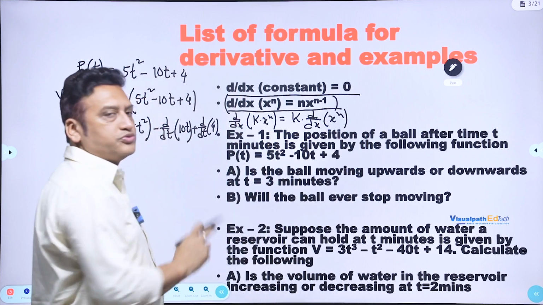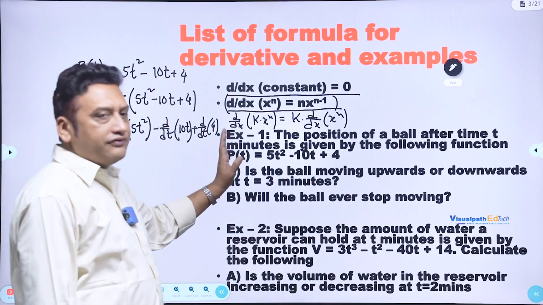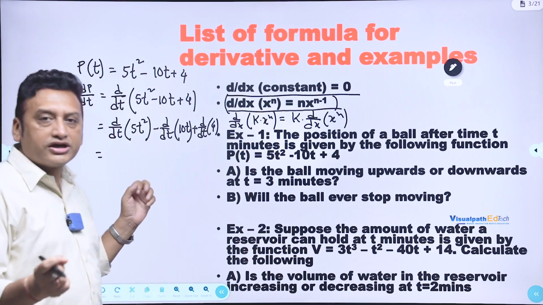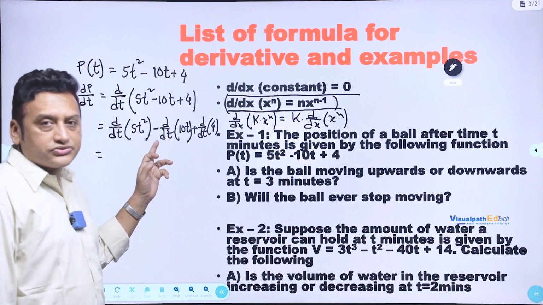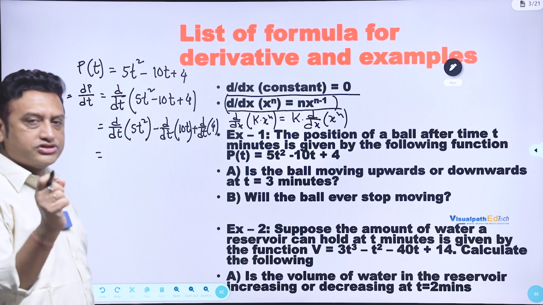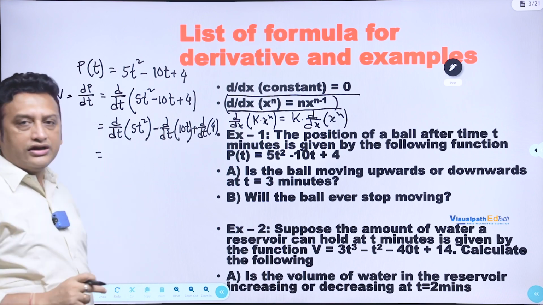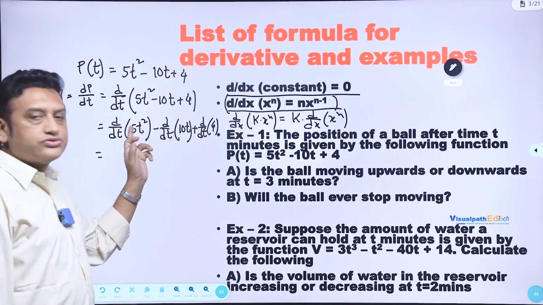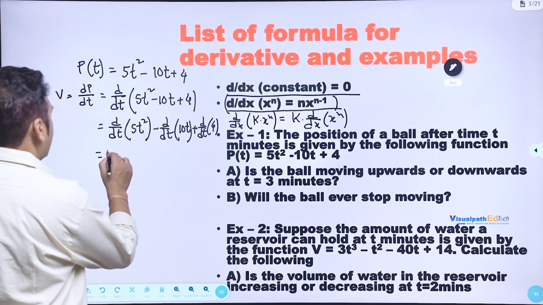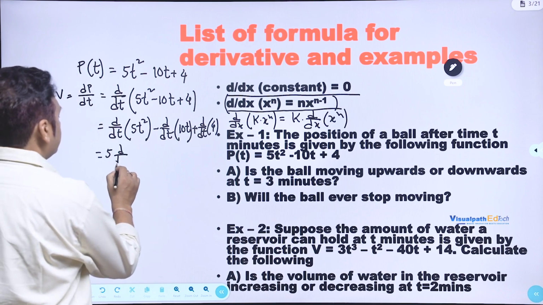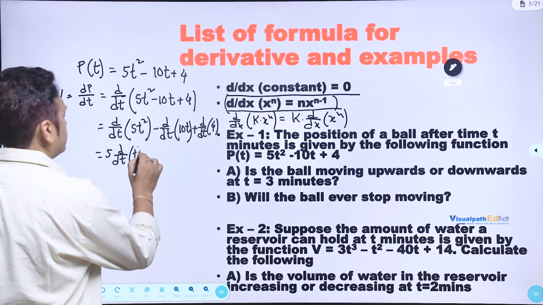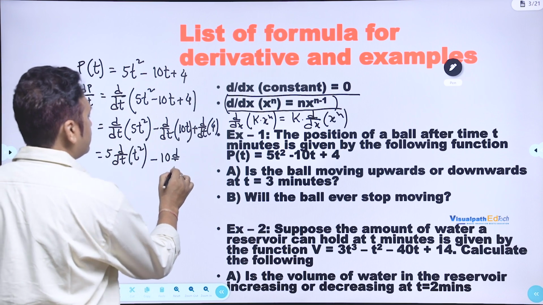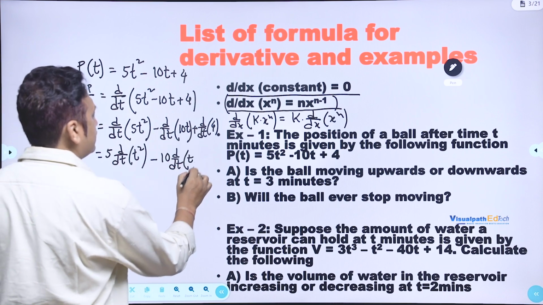So the constant moves as a coefficient and the derivative is only done for the variable. In this case, we are doing the derivative with respect to t. We have got 5t². So 5 is a constant which is going to move out of the bracket and remain as a coefficient, and the derivative d/dt will only be attached to t². Okay. So we will get 5 into d/dt of t². Okay. Here also we will get 10 into d/dt of t plus.